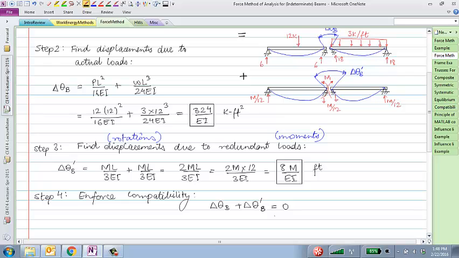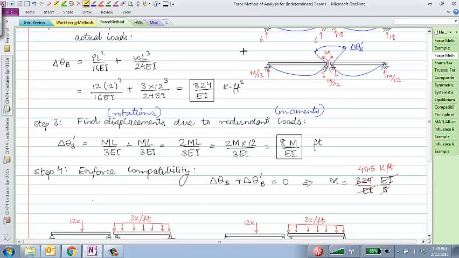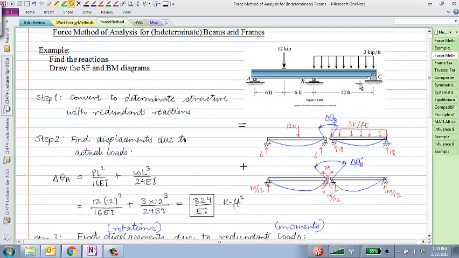Which helps me to find M is equal to 324 over EI divided by 8 over EI. EIs cancel off, and what I get is, I believe, 40.5 kip feet. So the redundant internal moment should actually be minus 40.5 kip feet. The negative sign also makes sense because for a beam with an internal support like this, you would indeed expect a negative moment at the internal support, right?